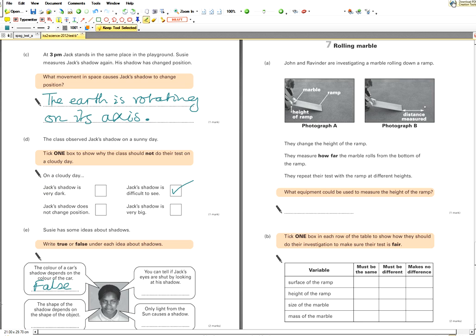You can tell if Jack's eyes are shut by looking at his shadow, and that is completely wrong. You don't get those kind of details in the shadow. The shape of the shadow depends on the shape of the object, and that is true.